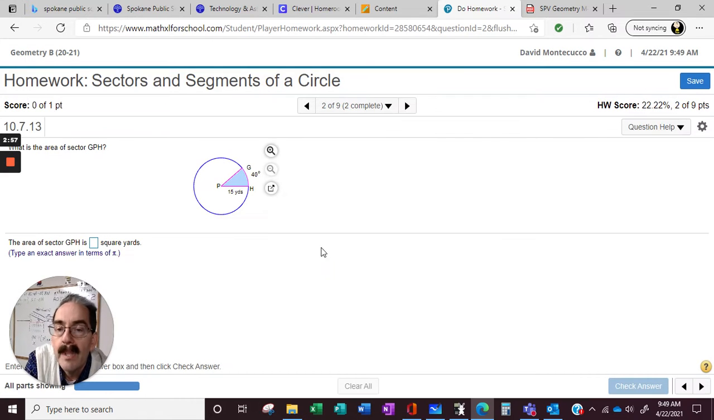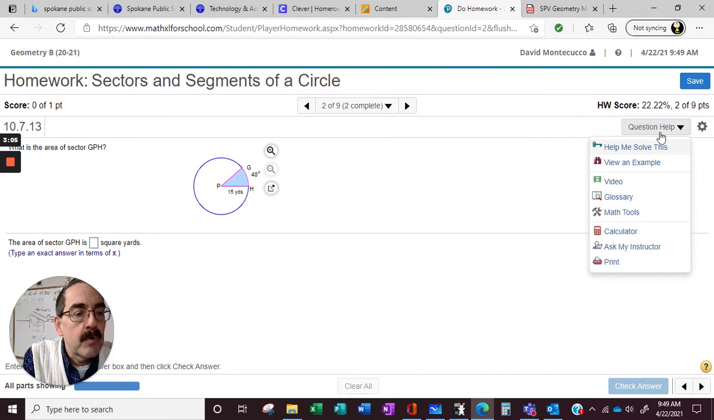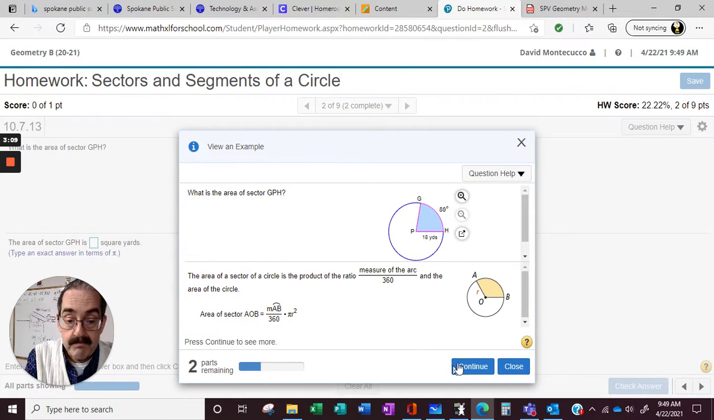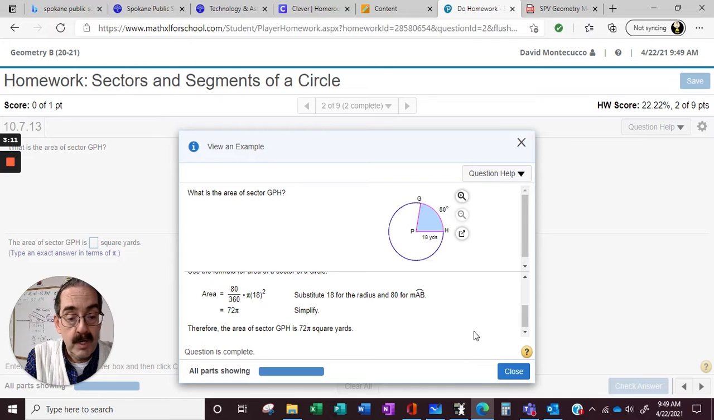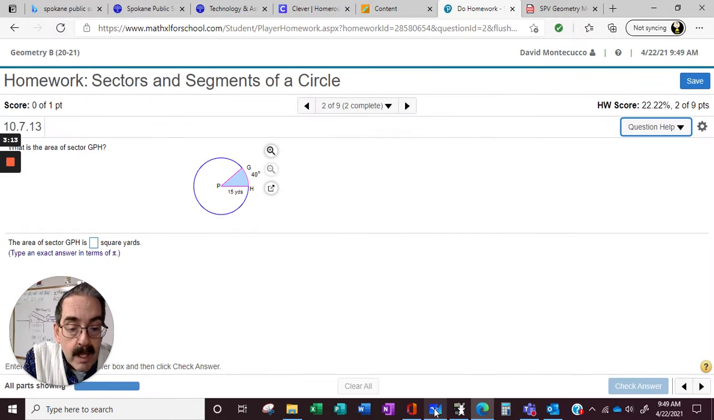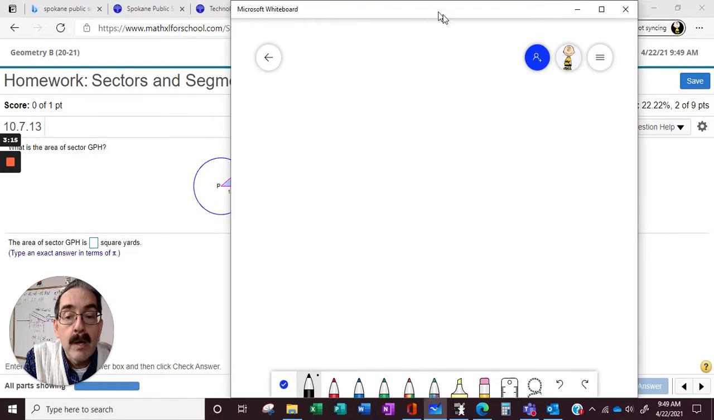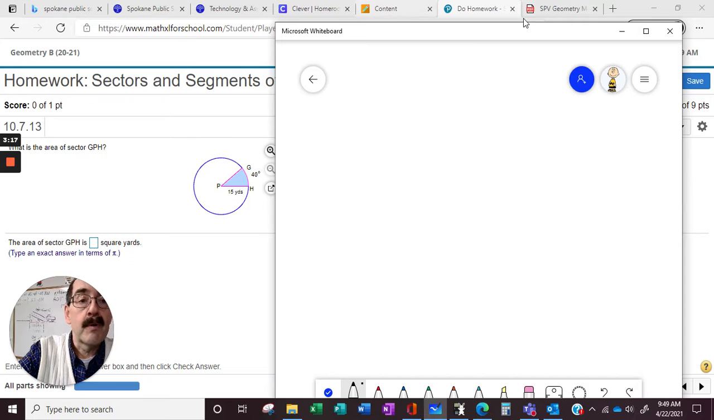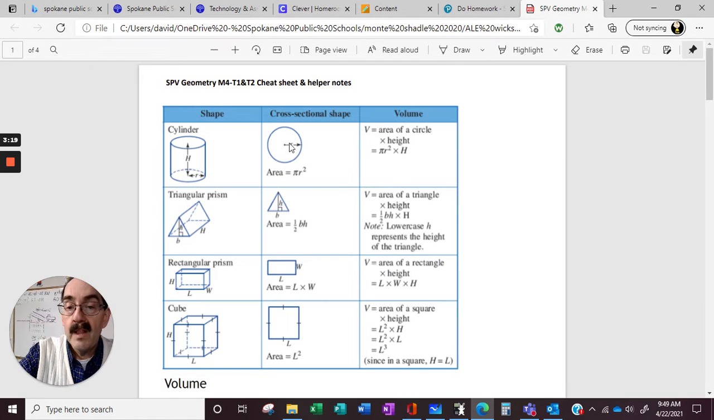Okay, we're trying to find sector area, the piece of the pie. So remember, you can always click on question help to help me solve, or to view an example. It walks you through the problem. I'm going to pull up our little whiteboard here. And we know from our cheat sheet the area of a circle and the circumference of a circle right off of our cheat sheet.